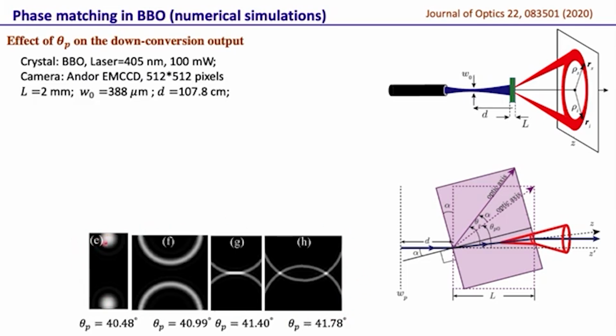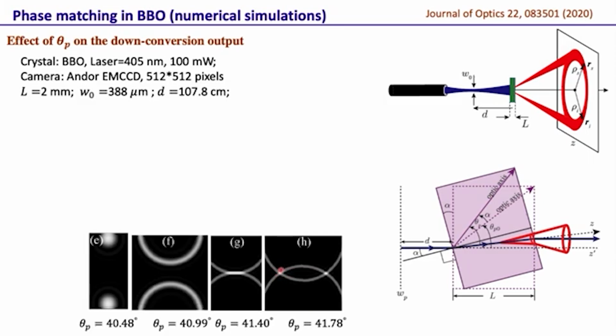That means this one is ordinary polarized and this one is extraordinary polarized, or vice versa. We can have it in any manner. Again, the phase matching starts at about 40.48 degrees of theta p, and from this point on, it starts as a blob, we see the ring, and then the rings start touching and then overlapping.